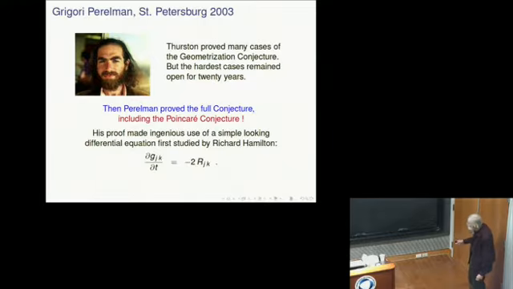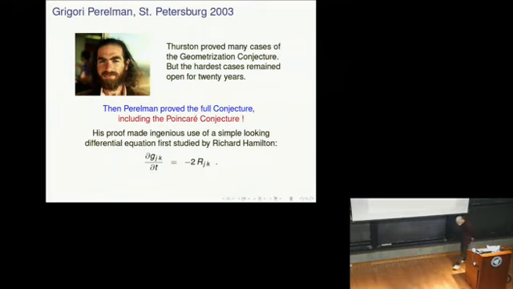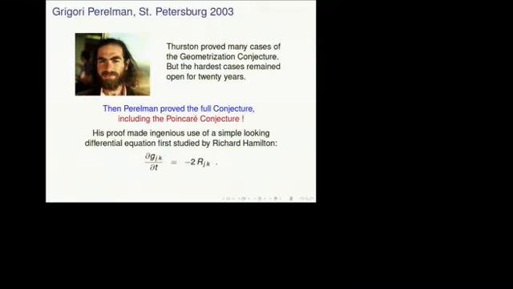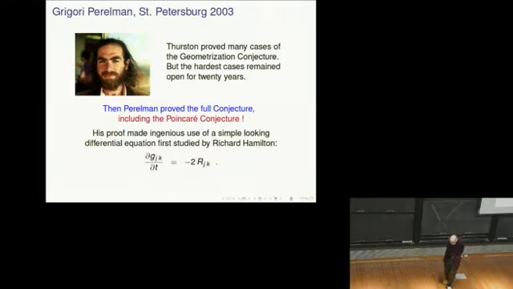And in some cases, Hamilton was actually able to prove this. If he started out with a space of strictly positive Ricci curvature, he could prove that it converged to a real, honest sphere, the standard sphere. So this was a new result, which is proved by this method.